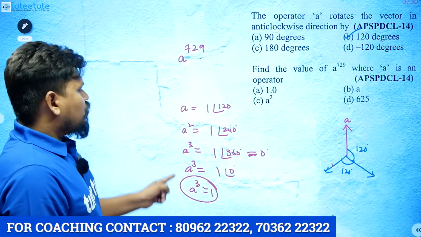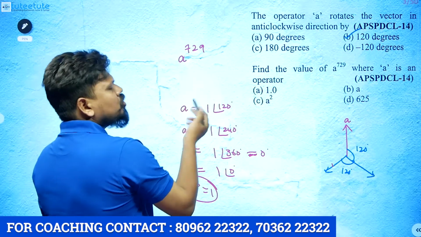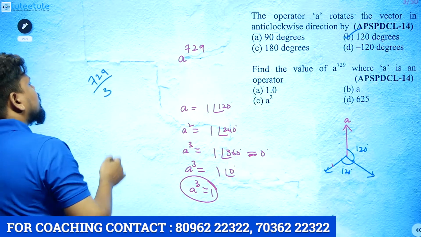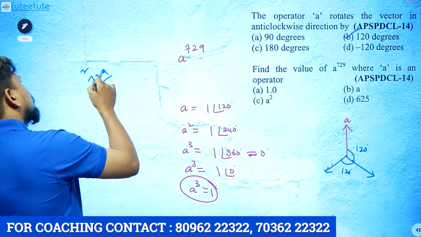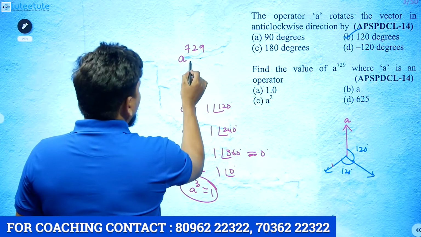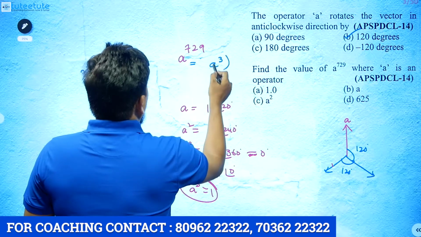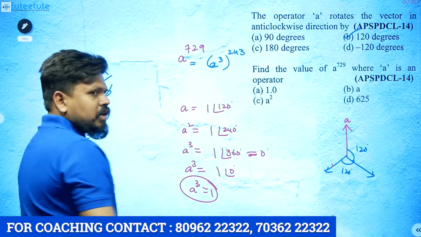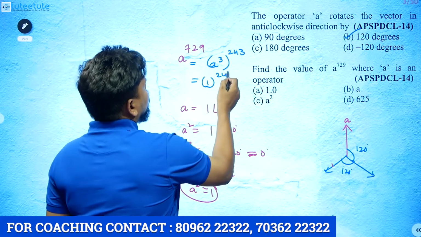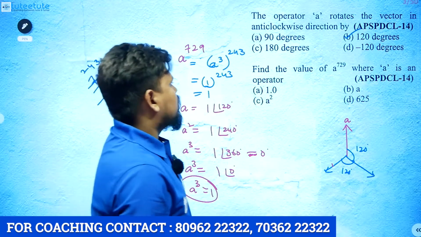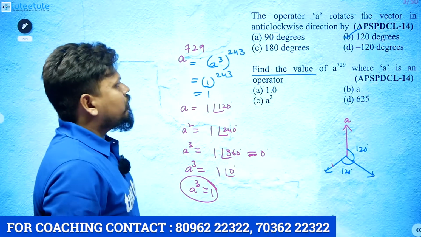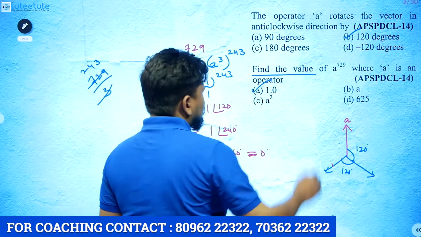Remember, A cube value equal to 1 means we need to see how many A cubes are there. Let's calculate 729 divided by 3. 3 threes are 9, so it is 243, 3 times. So I can write this as A cube whole power 243. Since the A cube value is 1, 1 whole power 243 will be equal to 1, obviously. So what is the answer for this question, find the value of A power 729, where A is an operator? The answer is 1.